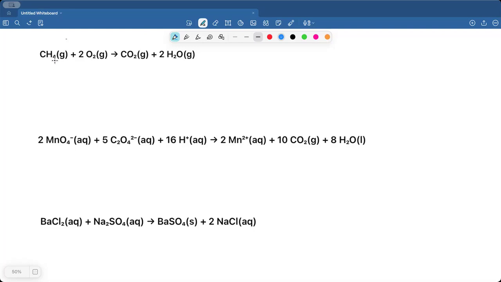If you don't, I'm going to tag my other video over here so you can go over the rules and learn how to assign oxidation number to each atom. Otherwise, I'm just going to start putting the numbers right now.